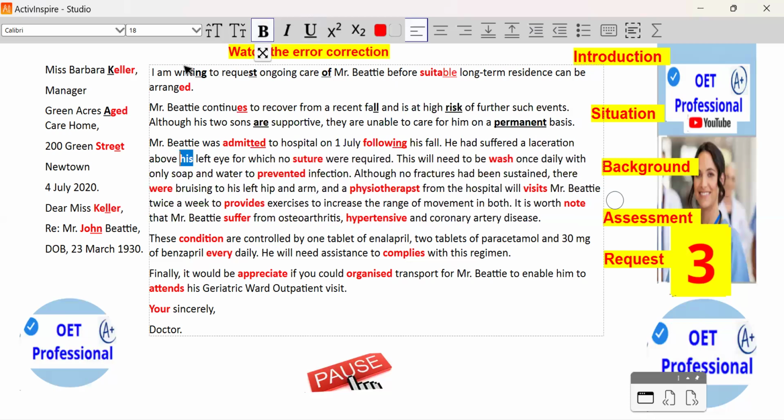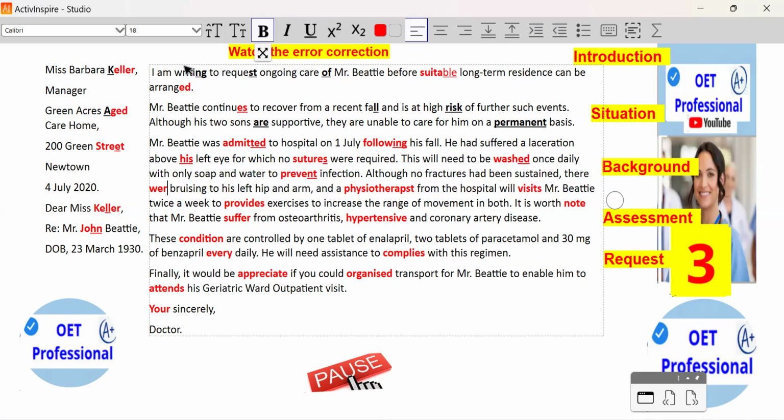Mr. Beattie is male, so it needs to be his left eye, for which no sutures, should be plural, were required. This will need to be washed once daily with only soap and water to prevent infection. Once again, we have to, so the verb should be in the infinitive form, the root form, the base form, form 0.